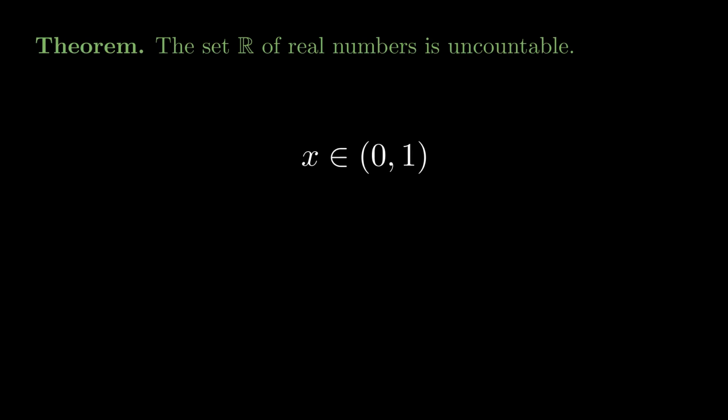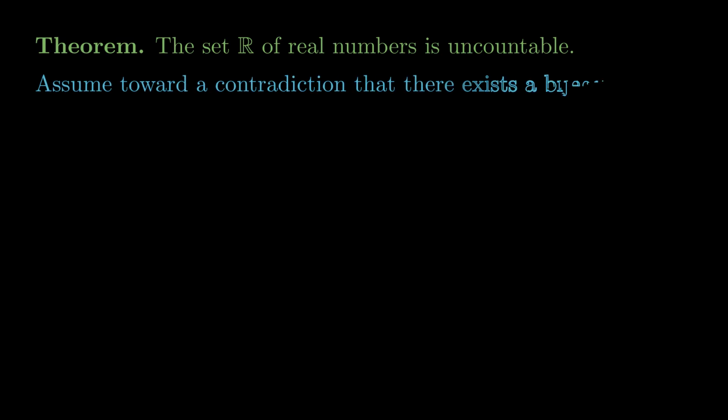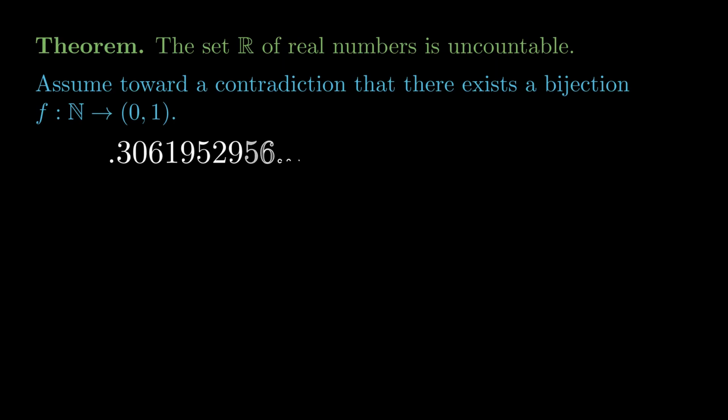Every real number in that interval has a decimal expansion. We could put a decimal point and then write an infinite sequence of the integers 0 through 9 to represent that number. Now, proofs that a set is uncountable are generally contradiction arguments. So let's assume toward a contradiction that there exists some way to enumerate all the real numbers between 0 and 1. That there exists some map from the naturals to the interval 0 to 1. And that would allow us to write them all out in a list like this.